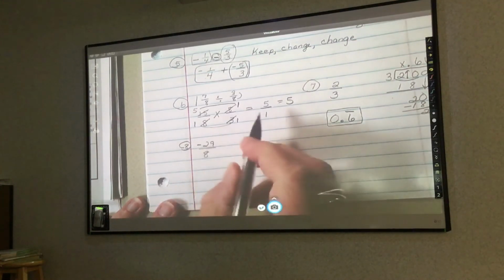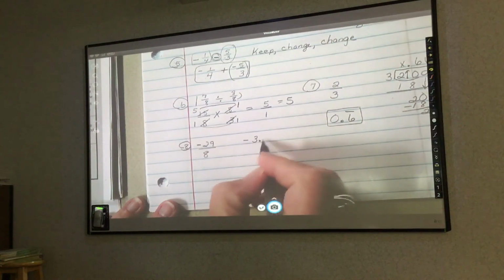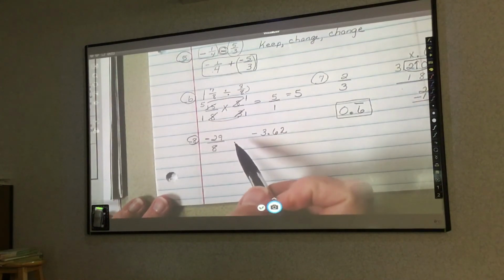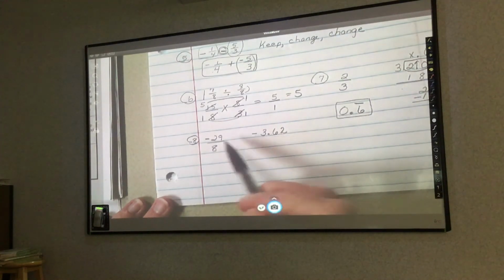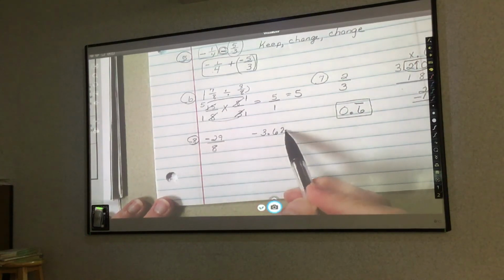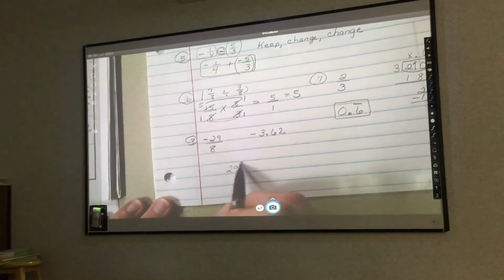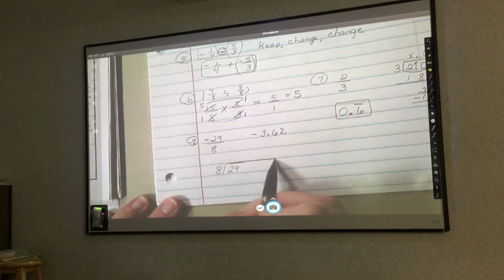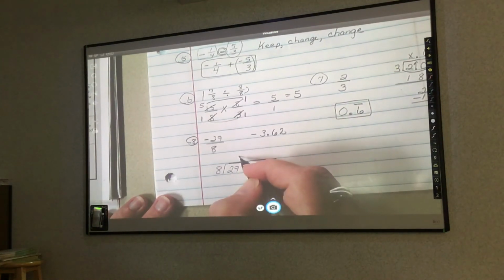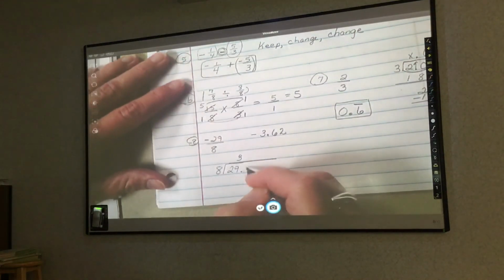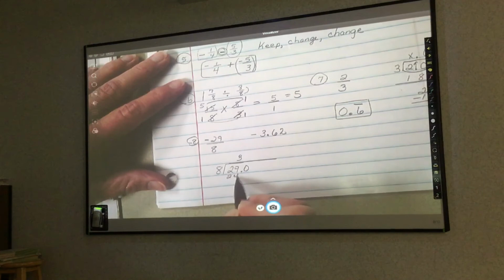A negative 29/8 compared to a negative 3 62/100. When I'm comparing things, they have to be in the same form. It's a lot easier for me to change this fraction to a decimal than changing the decimal to the fraction. So I'm going to take 29 divided by 8. 8 goes into 29, 3 times, and that is 24. 5 left, bring up your decimal. Bring down the 0. 8 goes into 50.